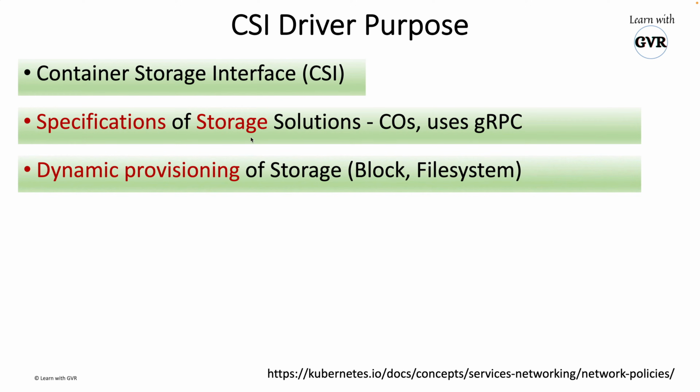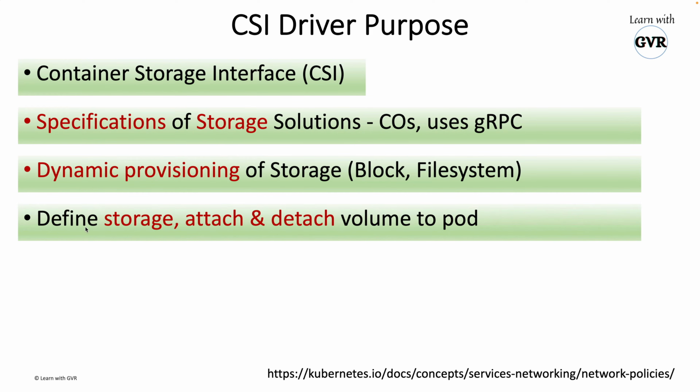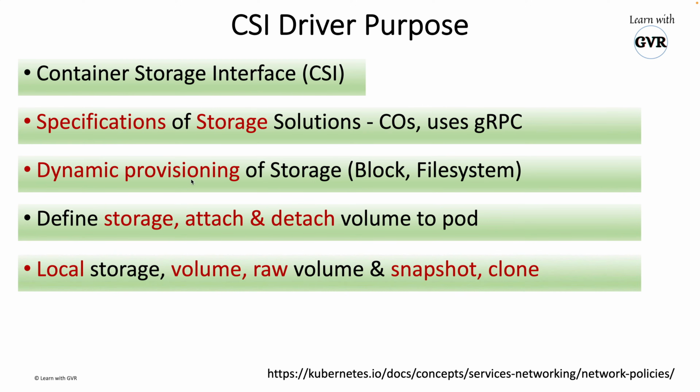The CSI driver provides dynamic provisioning, as I showed in the previous slide. It will increase gradually and dynamically, and you can use block storage or file system storage in your pods in the container. So we are talking about Kubernetes and storage, and this CSI driver will provide storage. You can attach and detach, as we have seen in the previous slide. The CSI driver also provides local storage, volume, raw volume. You can take snapshots, you can clone, etc. All these facilities are available if you install the CSI driver.